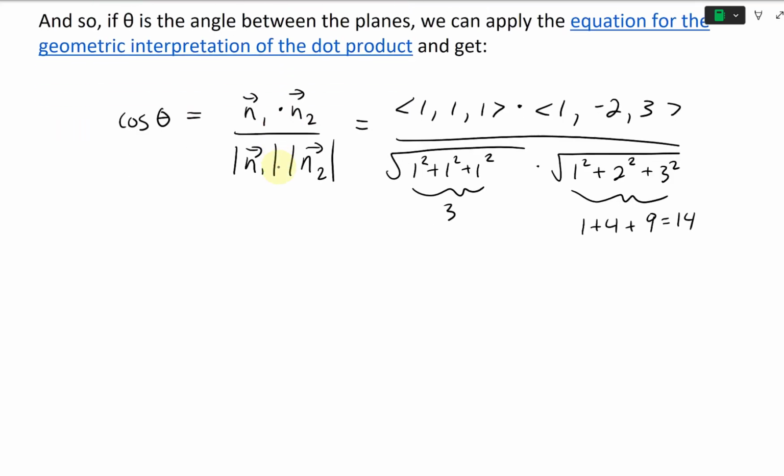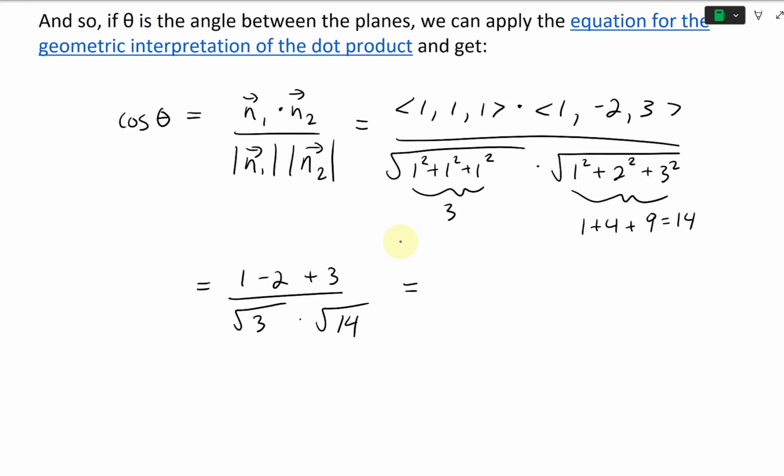So the inside is going to be 14. Putting these all together, this equals 2, and here's the dot product. So this one is 1 times 1 plus, so we multiply and add the components, 1 times -2, that's just going to be -2, plus 1 times 3, so plus 3. Divide this by square root 3 times square root 14.